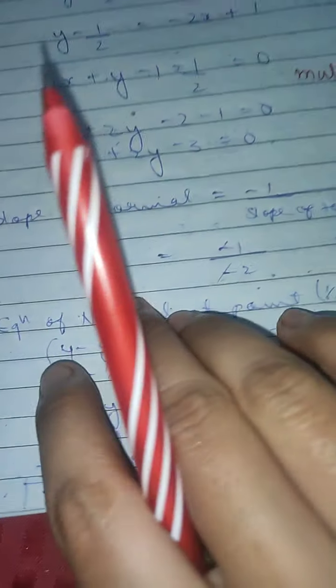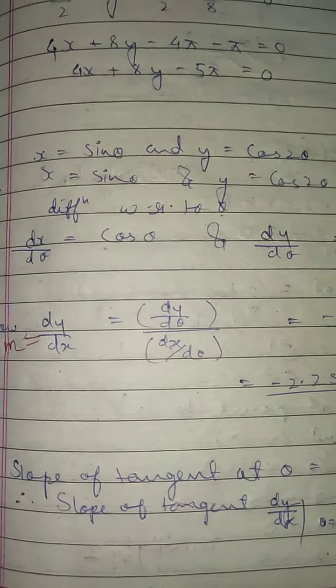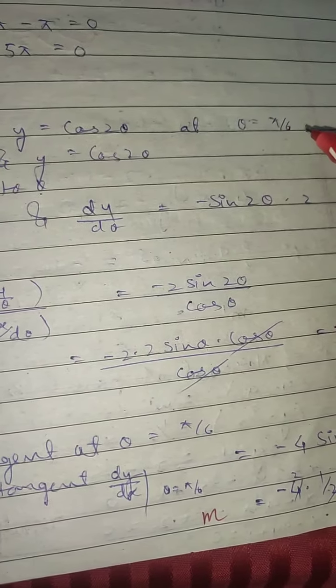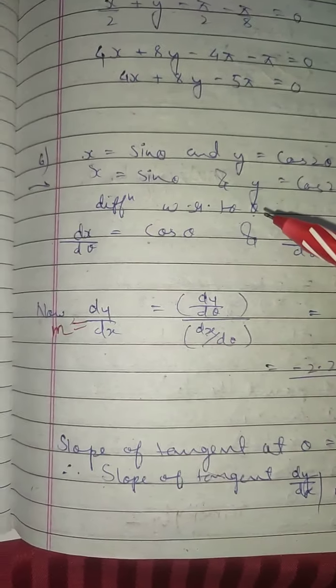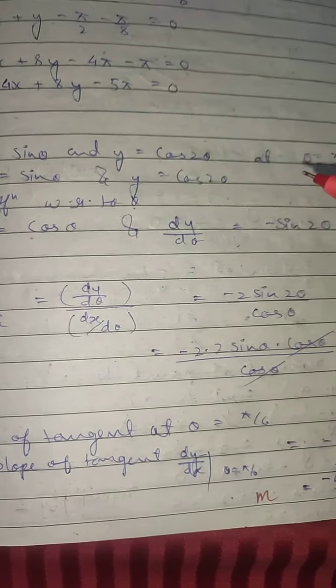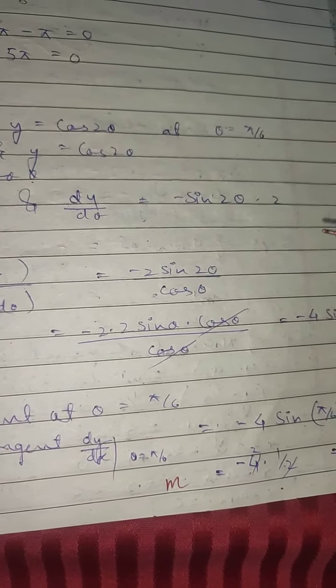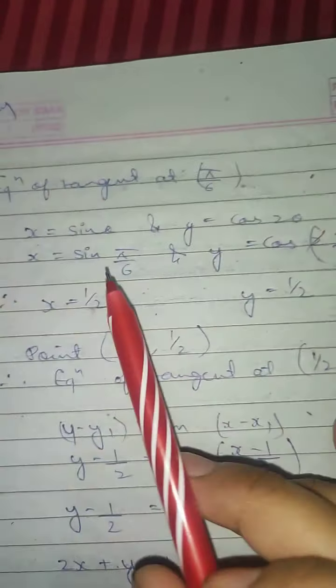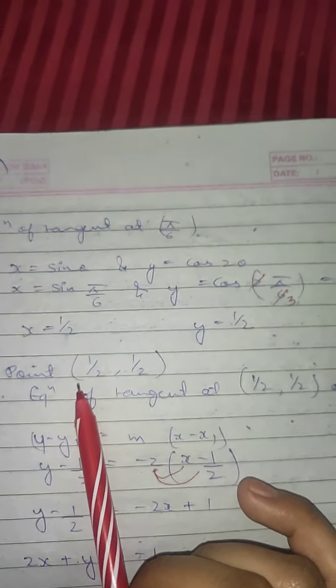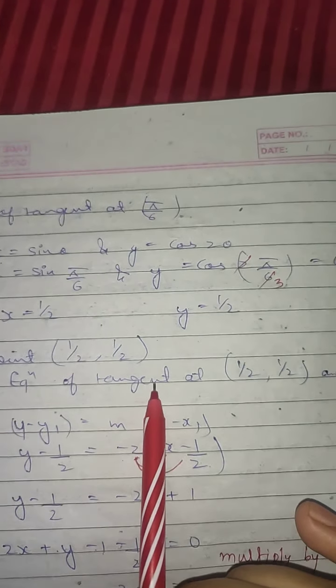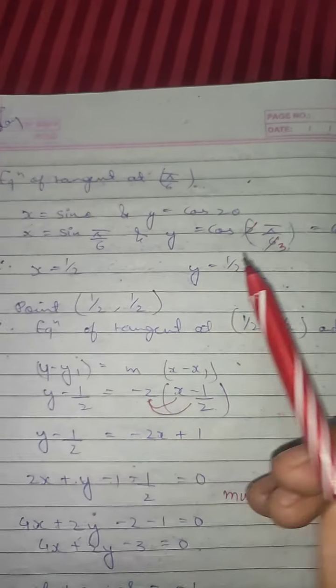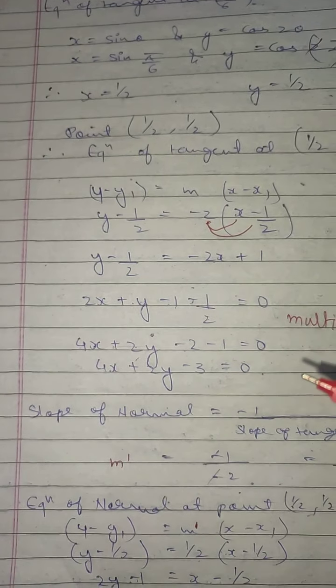So you can take a screenshot of this answer. Here a point was not given, only the angle was given, so by using this angle theta value, first we found the slope, after that we got the point x1, y1, then we found the equation of tangent and the equation of normal. So like this we got the answer.